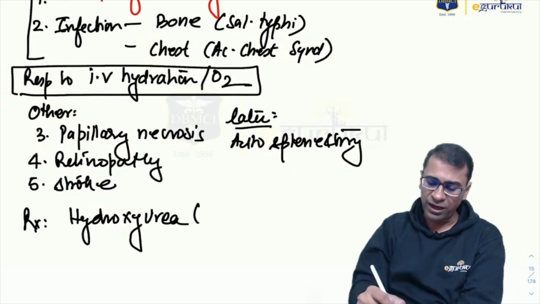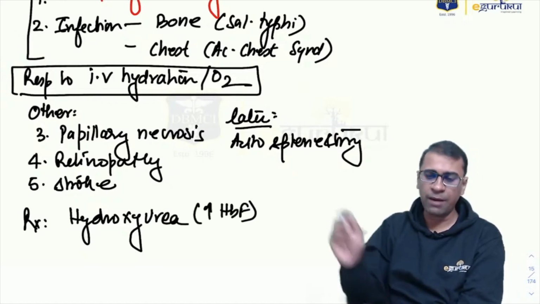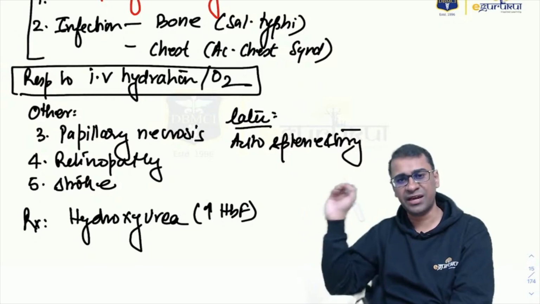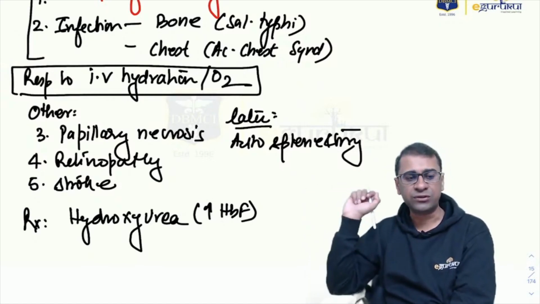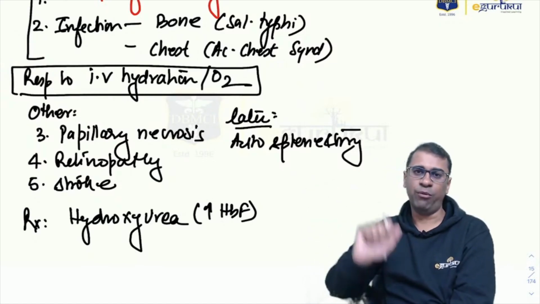Okay, and why? Because it will increase HbF, and a high amount of HbF will decrease the amount of sickling. This is again very important.